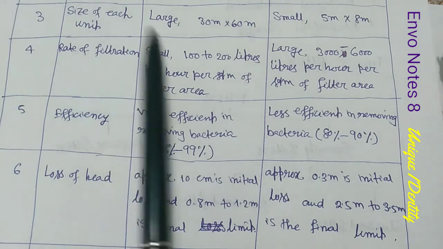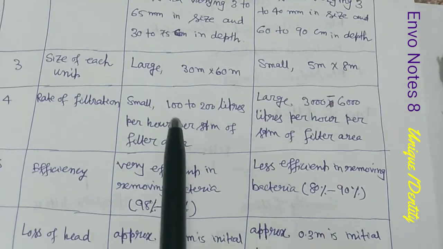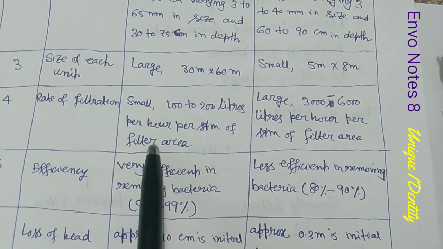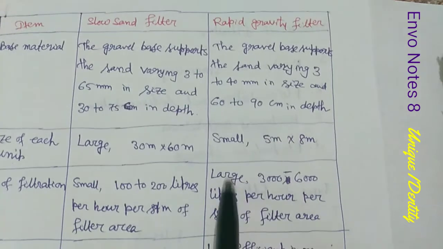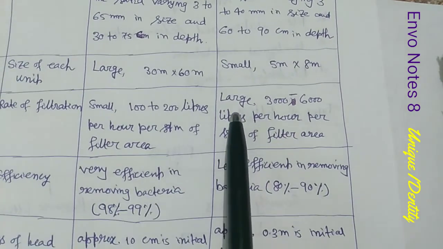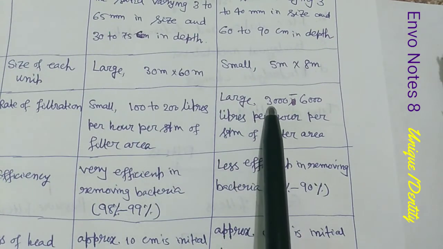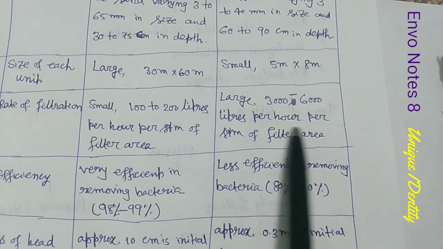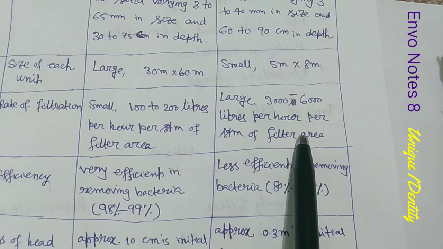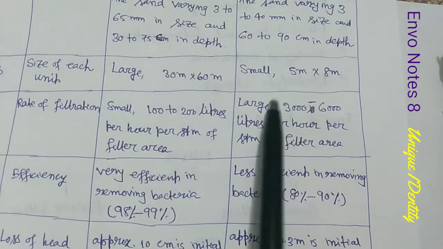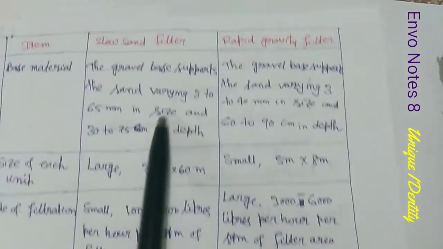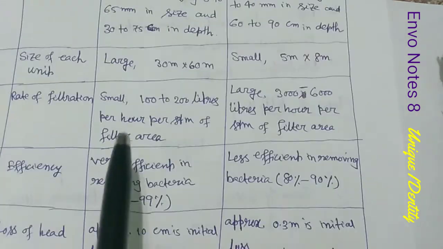Now rate of filtration. In case of slow sand filter, it is small, that is 100 to 200 liters per hour per square meter of filter area. But in case of rapid sand filter, it is large, that means 3000 to 6000 liters per hour per square meter of filter area. That means almost 30 times the rate of filtration compared to slow sand filter.